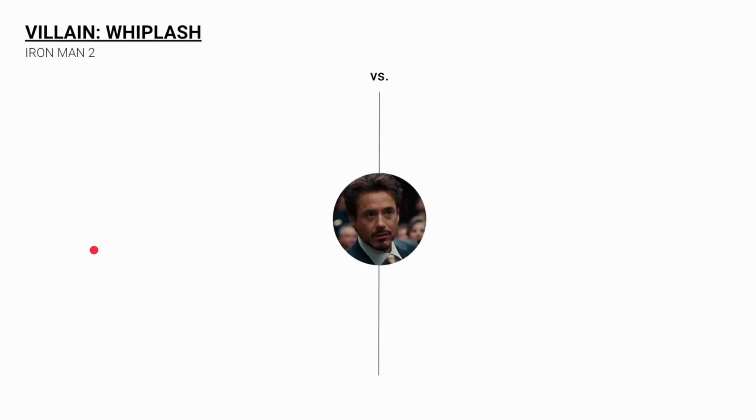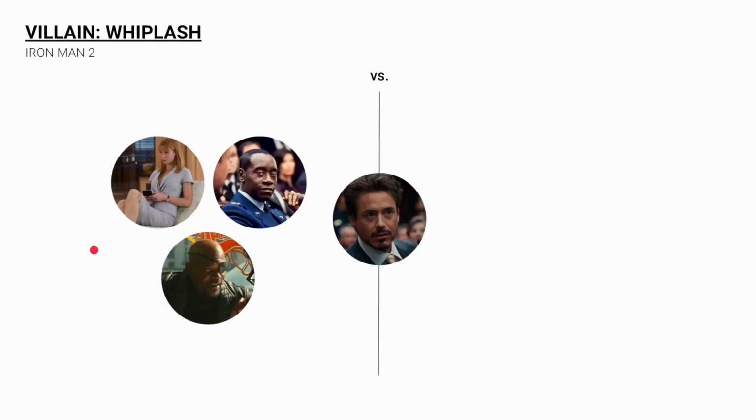So really the only values that I could kind of find, and they're not really values, is there's this camp, which is there's Pepper, there's Rhodey, and then there's all of S.H.I.E.L.D.